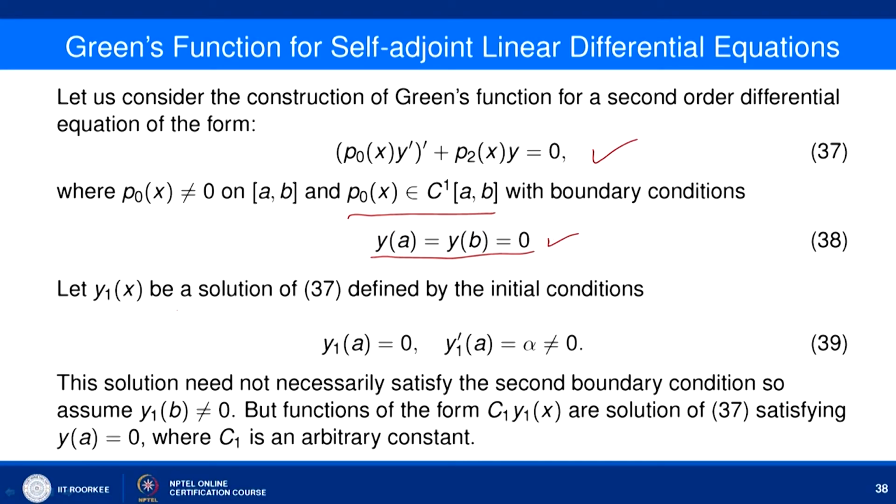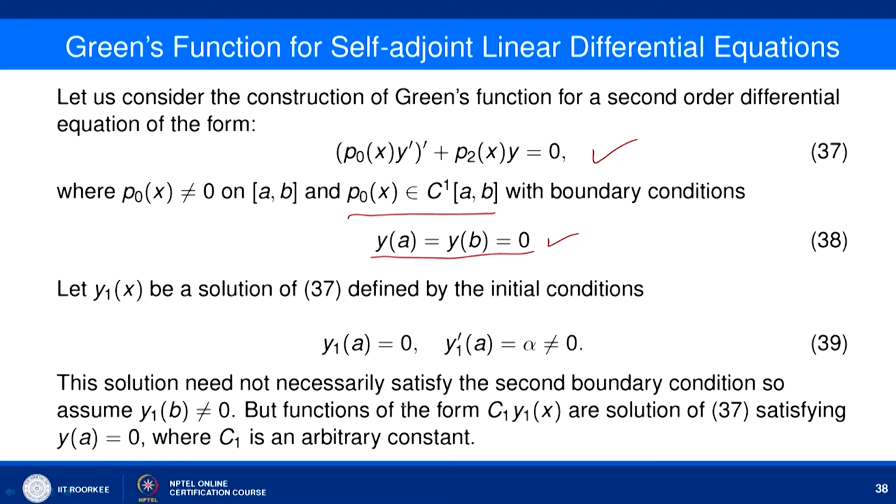So, let y1(x) be a solution of this equation 37 defined by the initial condition. We already know that if we have some initial condition, then this is an initial value problem and it must have a solution because the coefficients are continuous in this closed interval [a, b]. So, by existence and uniqueness for the initial value problem, this must have a solution. Let us denote that solution as y1(x), and it satisfies the initial conditions y1(a) equal to 0 and y1'(a) equal to some alpha, where alpha is some non-zero value.